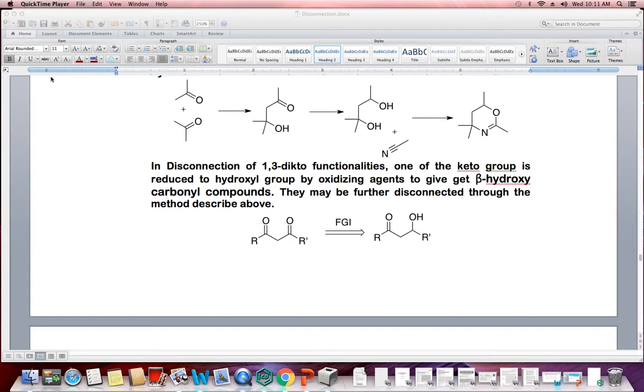So, as I have mentioned earlier, this is the fourth possibility. We have 1,3-dicarbonyl compounds. In this case, if we want to disconnect these types of compound through aldol condensation, we have to convert one carbonyl group into hydroxyl group. When this interconversion is done, we get beta hydroxycarbonyl compounds. That is the most common aldol product of reaction.